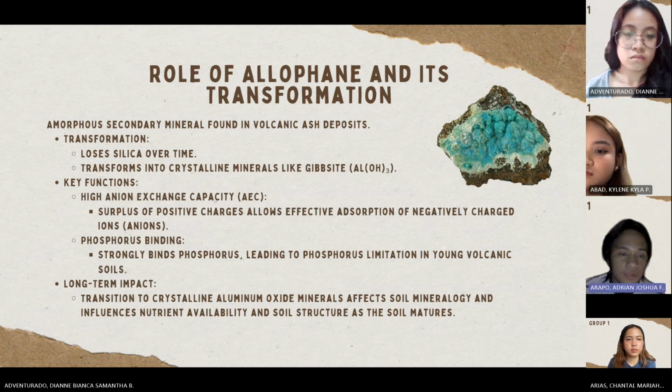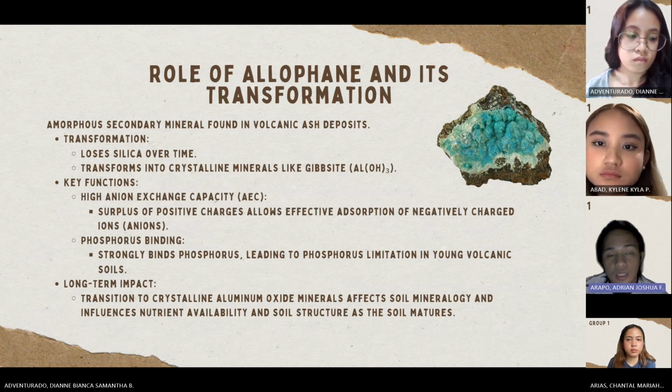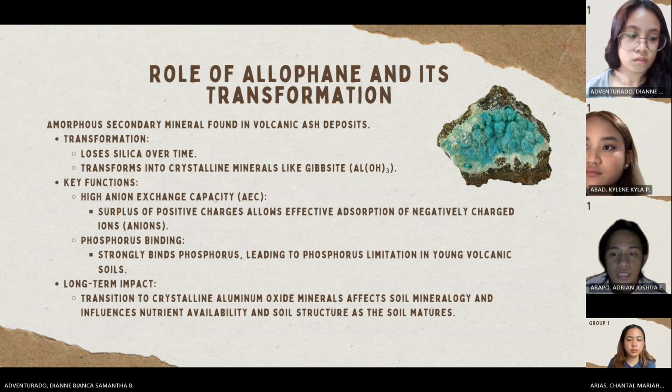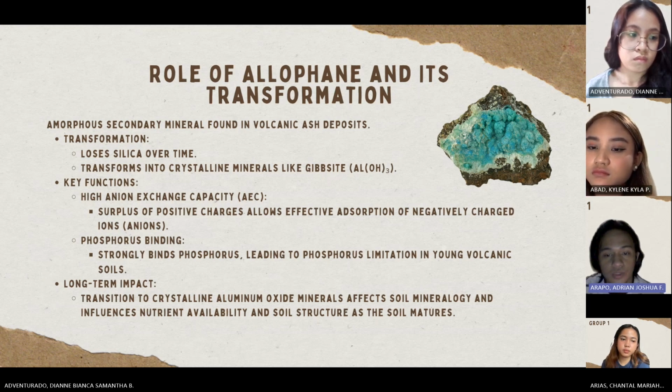Allophane binds with phosphorus since it has more positive charges, which is a limitation in young volcanic soils, reducing nutrient availability for plants. Now, for the long-term impact of allophane, as allophane transforms into crystalline aluminum oxide minerals, it alters the mineral composition of the soil. This transformation affects both nutrient availability and soil structure, influencing how well the soil can support plant life as it matures. Next slide, please.